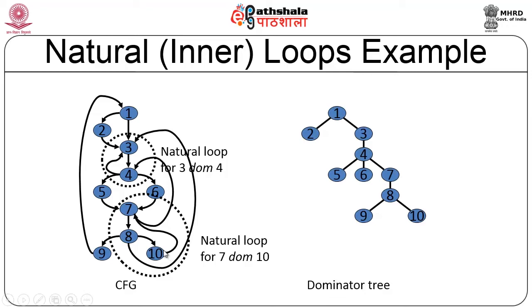So, what will be the input? Input will be 10 to 7 given here. I will start with 10, its predecessor is 8, and 8's predecessor is 7. So I will have 7, 8, 10 as the total number of nodes in the inner loop.